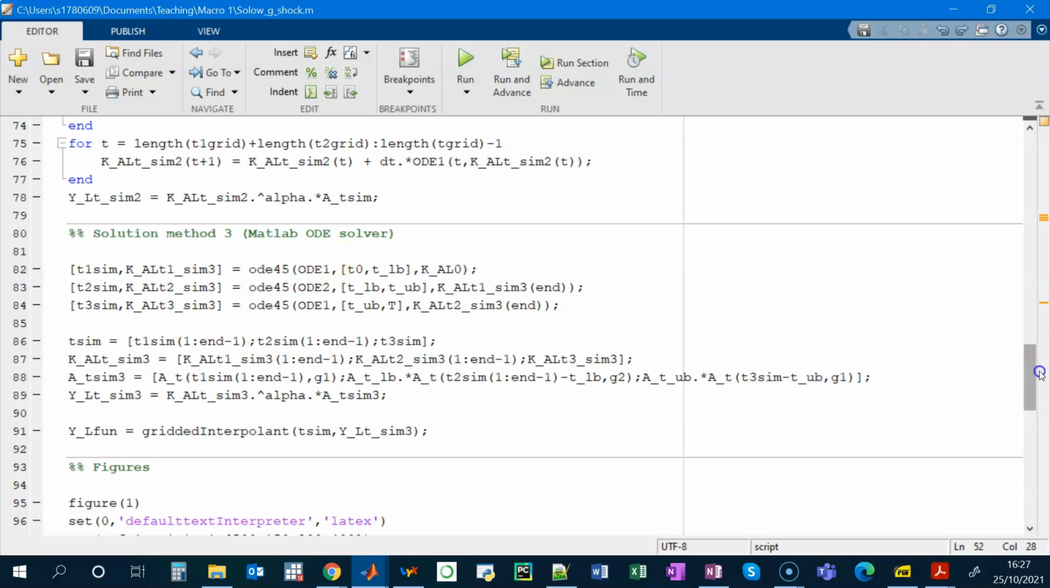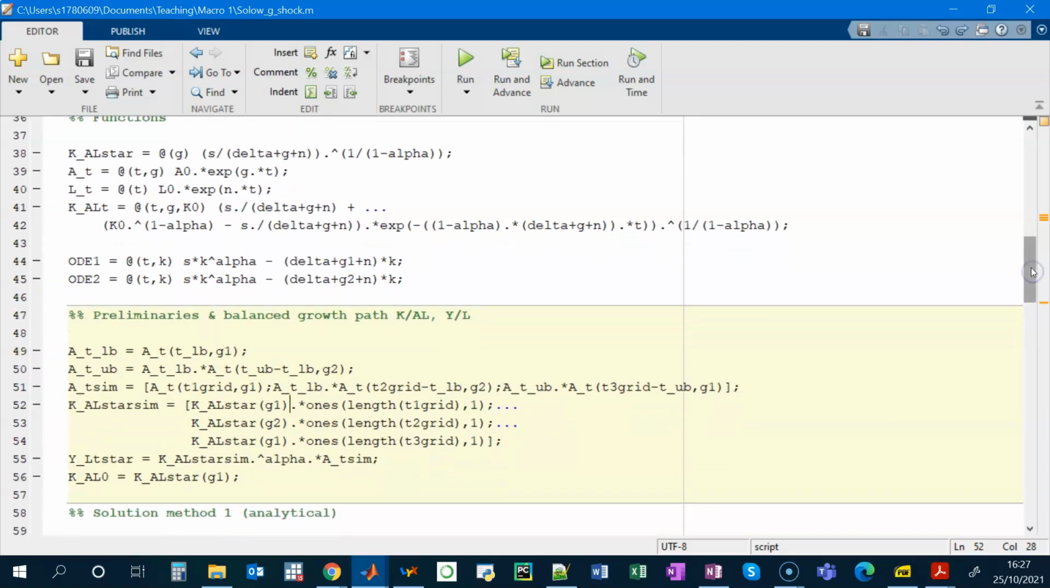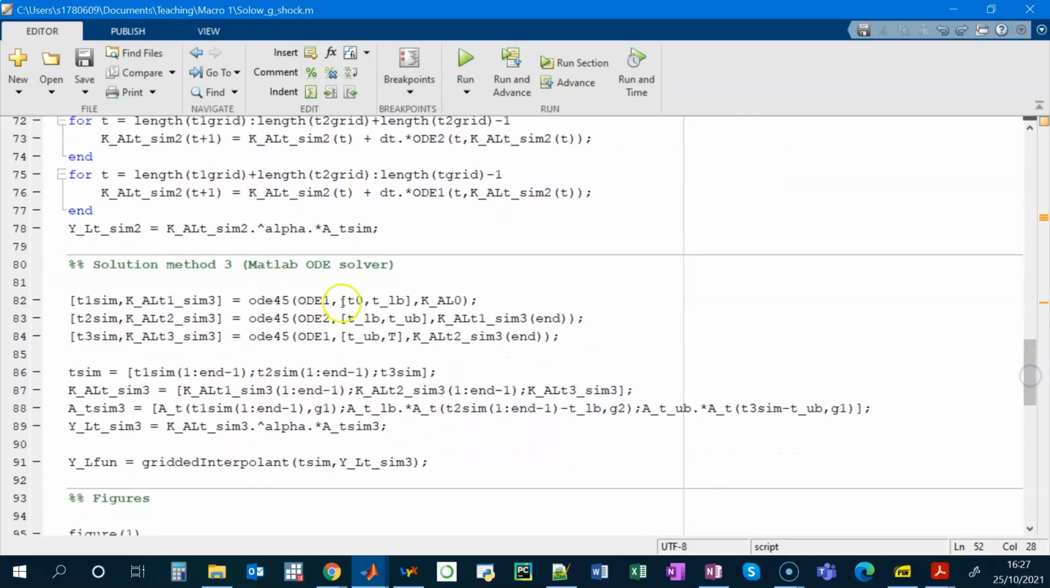ODE1 is my function that I defined up here, which is again just the right hand side of the Euler equation. This is not, of course, a function of t directly, but I need this t here for MATLAB. So you can kind of ignore that, but it's just for MATLAB's sake. The second argument of this ODE45 function is the 2 boundaries for the time index. So t0 is the starting time, and t lower bar is the end time for this first part of the ODE. And there's the initial condition.